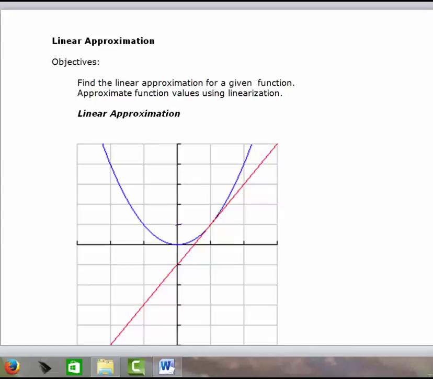In this video, we're going to look at something called linear approximation. It's also called linearization or local linear approximation. And it's basically another way to look at the tangent line.